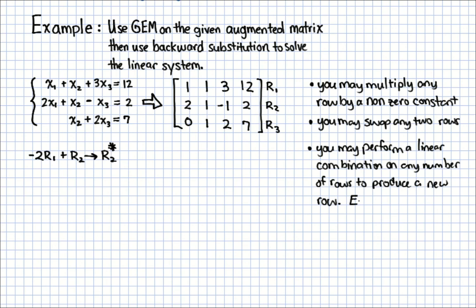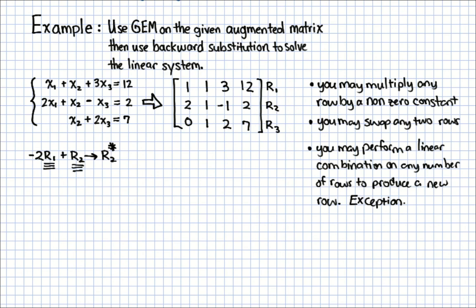But this rule here does come with an exception. And here's the exception. So for example, I'm using a linear combination of negative 2 times row 1 plus row 2. And what that means is this. I may use that linear combination to replace either row 1 or row 2, but not row 3. So if you don't use a row in the linear combination, you can't replace that row after the linear combination's done. And so that's the exception.